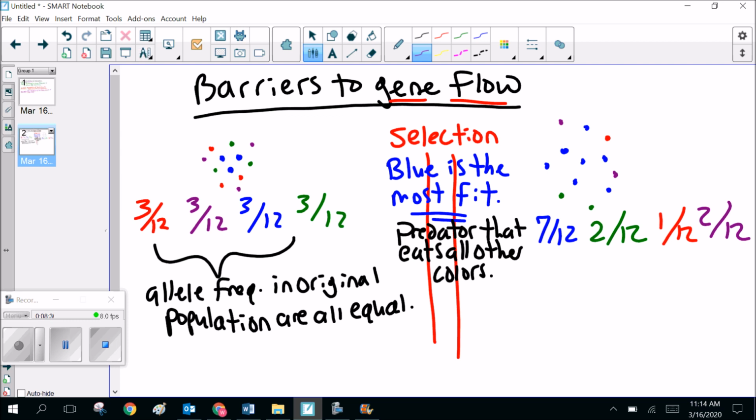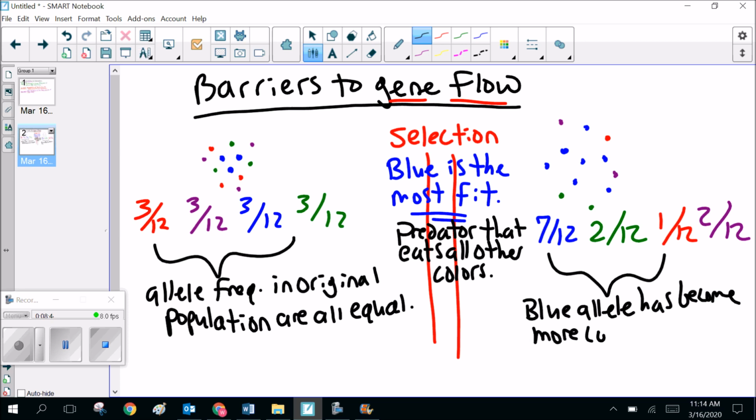Yes. So now we see that the blue's frequency, in this case, the blue allele has become more common. Okay, so the alleles that are more selectively advantageous, the ones that allow for the dots to survive the best, are going to be the ones that increase the most in the population. And so we're going to see the population shift due to selection over to the blue. Okay, so that shows the change in allele frequencies. We've changed the allele frequencies, and that shows evolution. But what do we mean by gene flow?